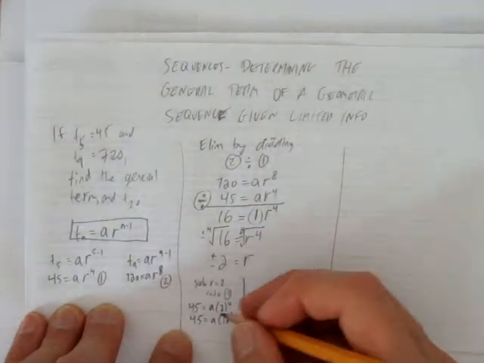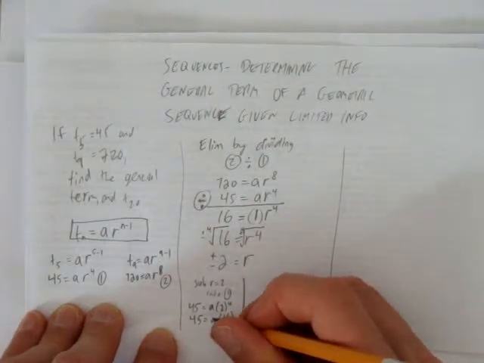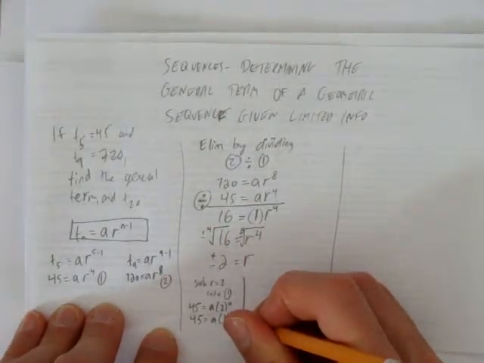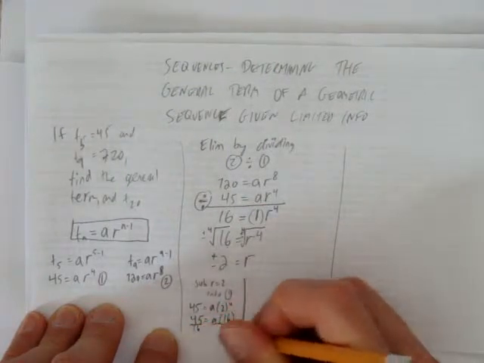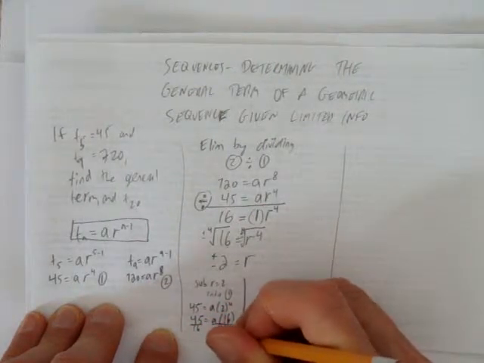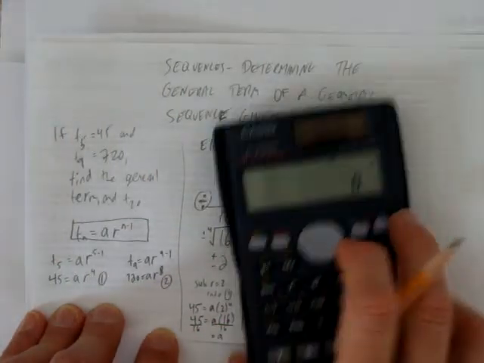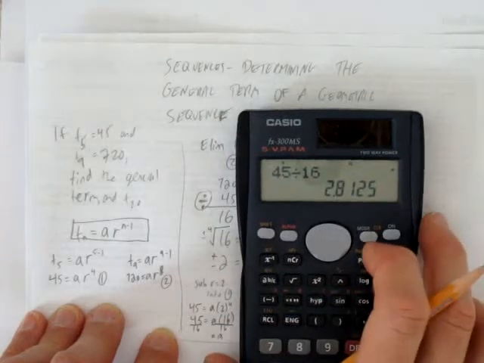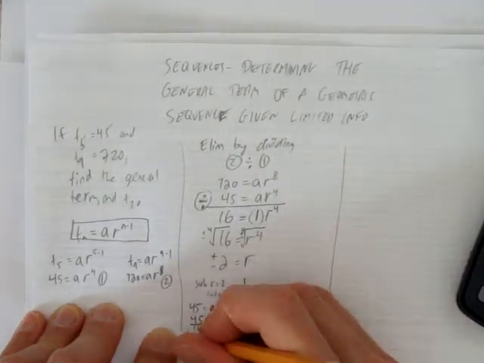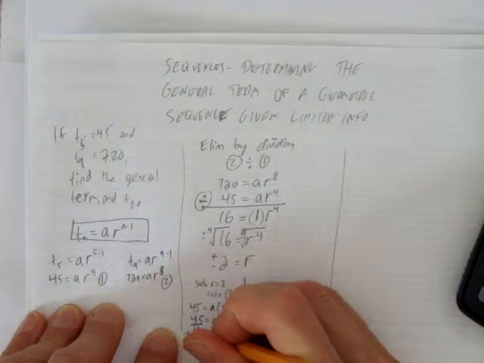Running out of room a little bit. I want to get A by itself. It's A times 16. So how do I get rid of times? Divide. So I'm going to divide both sides by 16. I might just be able to fit it. And what's 45 divided by 16? 2.8125. Don't need a rounding dot because I didn't round.